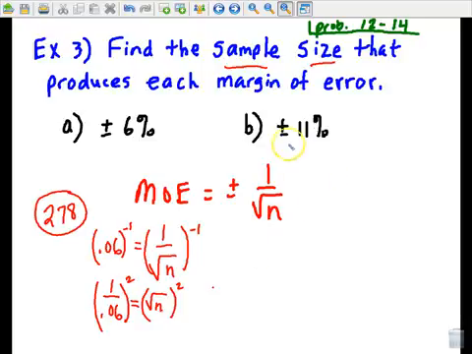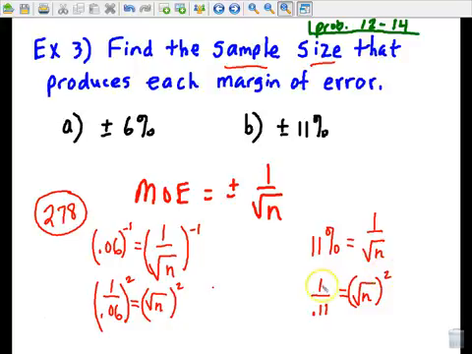All right, so let's try this one, letter B. If the margin of error is plus minus 11%, remember, since we're dealing with positive numbers here, I'm just going to ignore the negative, and we're going to solve for n. I'm showing you algebraically how this would happen. So I'm going to flip 11% over and make it 1 over 11%. And that means I can flip this fraction over and make it the square root of n. So the way I'm going to get n, once again, is I'm going to square both sides.